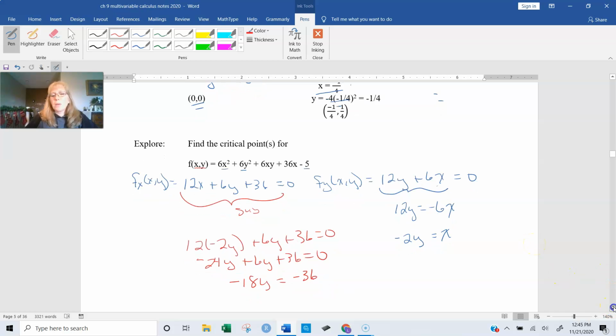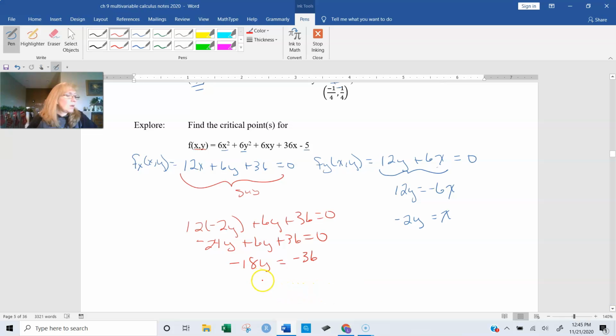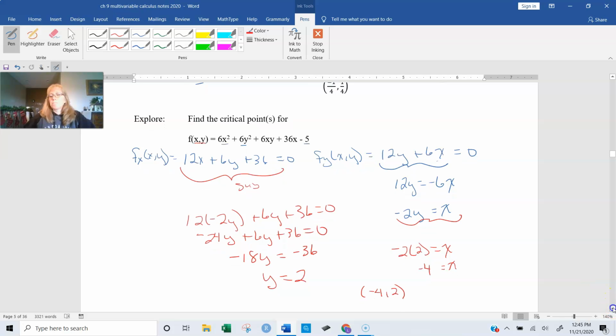Out of room. Let's see if I can move this down a little bit. So then y is equal to 2. Now I'm just going to plug that in over here. So I've got -2 times 2 equals x. So x equals -4. We only have one point, and it is -4, 2. So we only have one critical point on this graph.